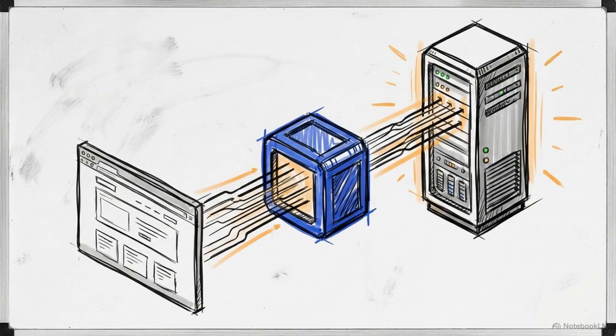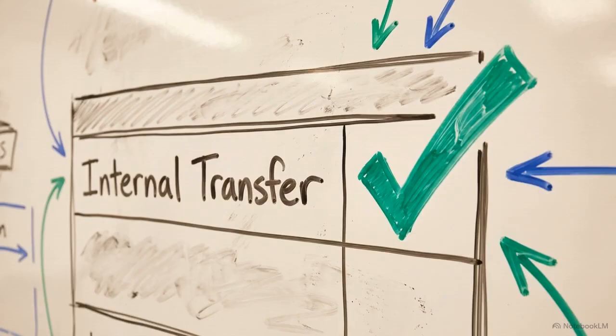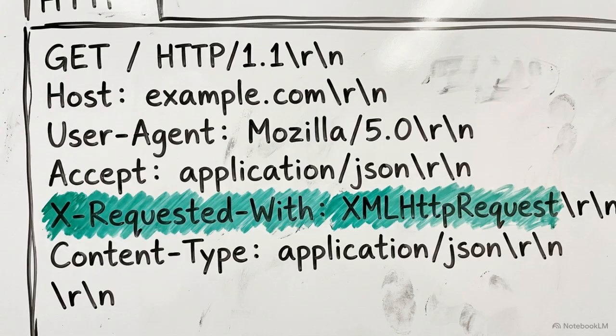This enables a final verification layer. Servers can inspect the origin or referrer headers on incoming requests. If the request claims to be an internal transfer, but the origin header points to an external forum, the server can safely reject it. We can also require a custom HTTP header, such as X-Requested-With, for all state-changing API requests.